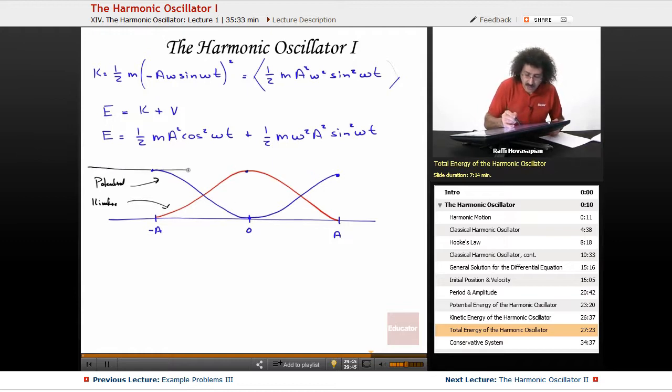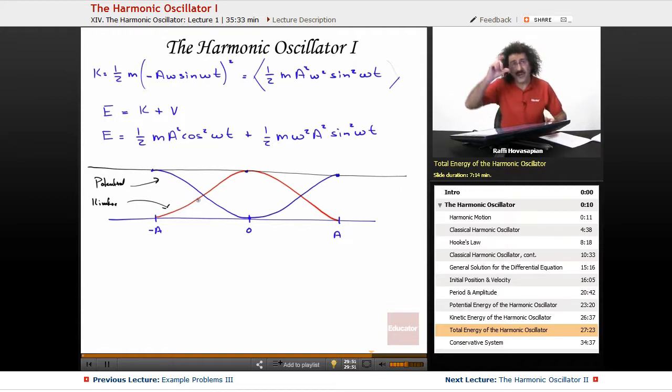Notice the sum of the energies is actually constant. So the kinetic and potential energy, they switch off, but the total energy of the system is constant. And we'll go ahead and do it algebraically right now so you can see. So let's go ahead and write this out. Let's write it in blue.